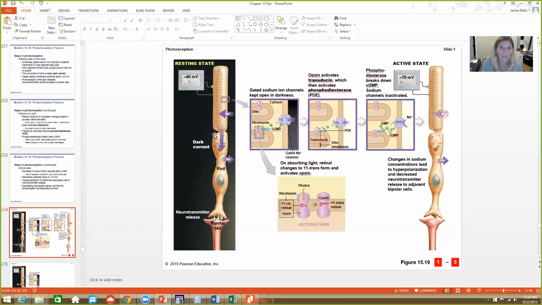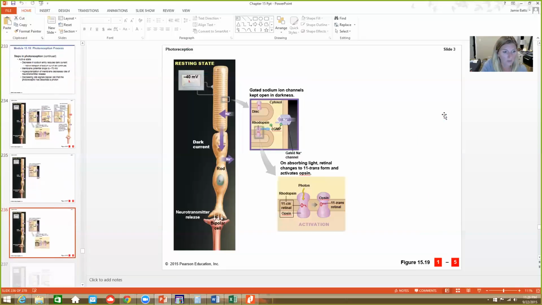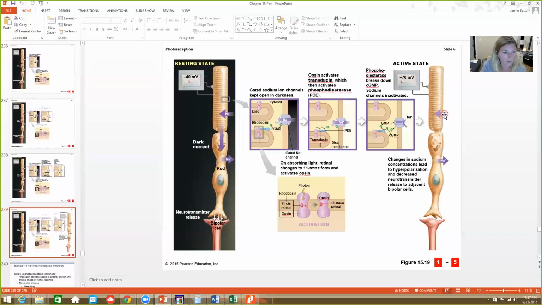So here's the whole thing. You have sodium coming in, sodium going out, the dark current, right? The gated channels stay open, sodium's rushing in, and with that, our transducin is activated. Transducin breaks down cGMP, and ultimately we're getting that phosphodiesterase, and our sodium channels are closing. Once those sodium channels close, those synapses are going to become less active. Changes in those sodium ion concentrations are going to hyperpolarize the cell and decrease neurotransmitter release.